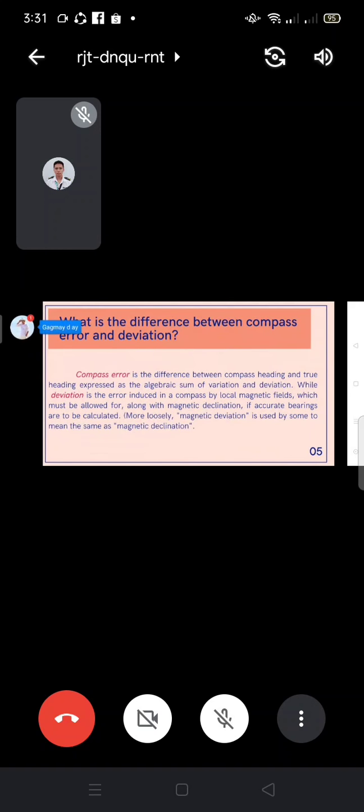So, what is the difference between compass error and deviation? Compass error is the difference between compass heading and true heading, expressed as the algebraic sum of variation and deviation, while deviation is the error induced in a compass by local magnetic fields, which must be allowed for along with magnetic declination if accurate bearings are to be calculated. Mostly, magnetic deviation is used by some to mean magnetic declination.